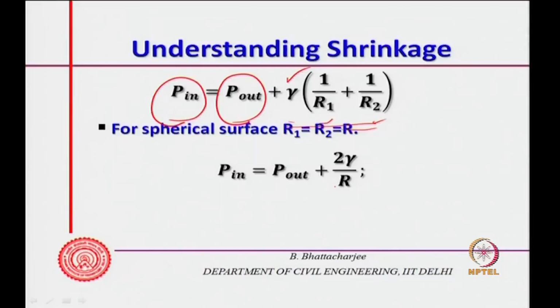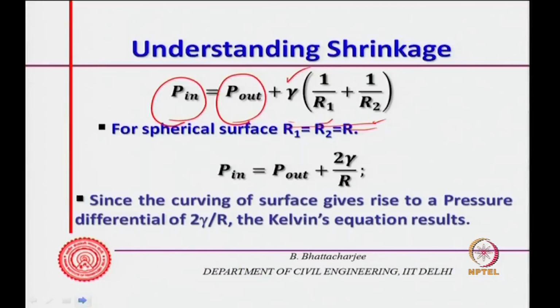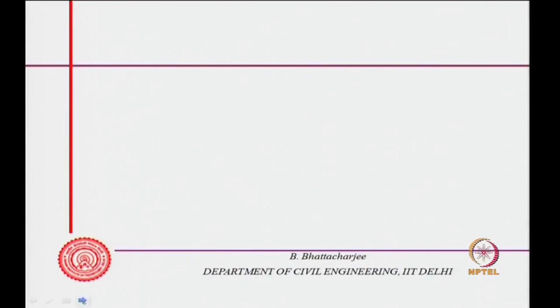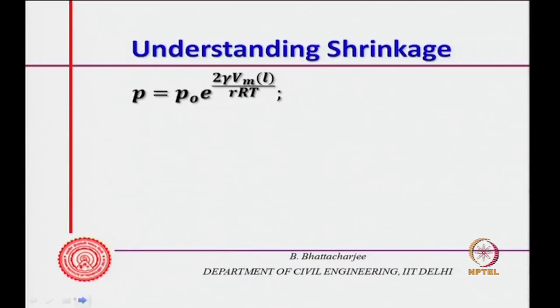This excess pressure will result in a change in the vapor pressure, because if you apply a kind of pressure, there is a change in the vapor pressure as well, and this gives rise to Kelvin's equation. So, since the curved surface gives rise to a pressure differential of 2 gamma by R, it results in Kelvin's equation, which is a model for the equilibrium pressure at the interface of liquid and its vapor. So, this is Kelvin's equation.